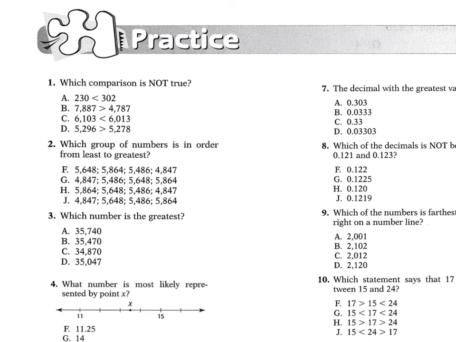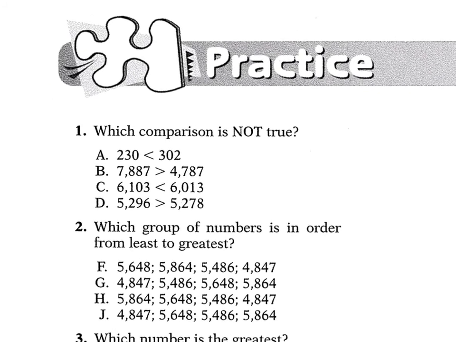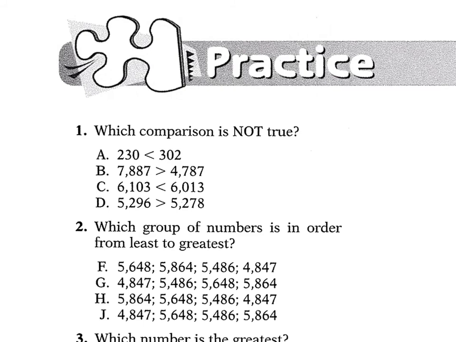For this part, we're comparing. Which comparison for number 1 is not true? So for A, we have 230 is less than 302. That's correct. For B, 7,087 is greater than 4,787. That's correct. C is 6,103 is less than. That's not true. So C is your one that's not true.